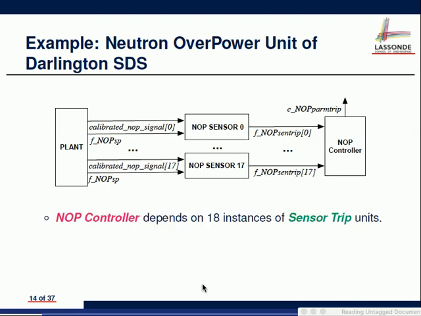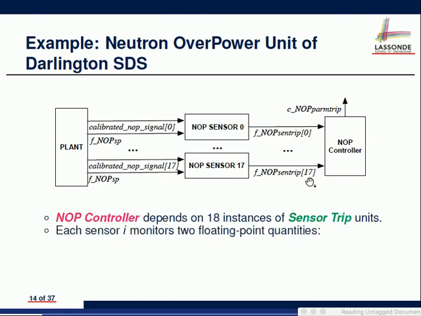We have an NOP controller, conceptually, with an output called C underscore, standing for controller. Okay, NOP parameter trip, whether it should trip or not. And then it depends on 18 instances of the sensor trip. So that's why you can see NOP sensor trip of indices 0 until 17. So I got 18 instances.